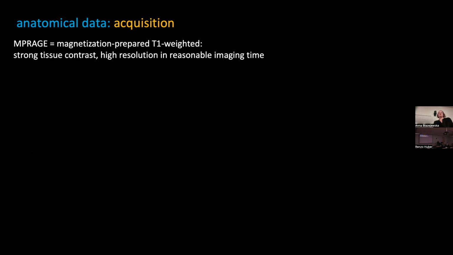As I said, I'm going to say a few words about acquisition. There are different acquisitions that people use. There's a lot of people that use MP2RAGE. We decided to use MP-RAGE, which is the magnetization prepared T1 weighted image. We like it because it has strong tissue contrast, and it also allows us to get relatively high resolution in a reasonable imaging time, which means 7-ish minutes.